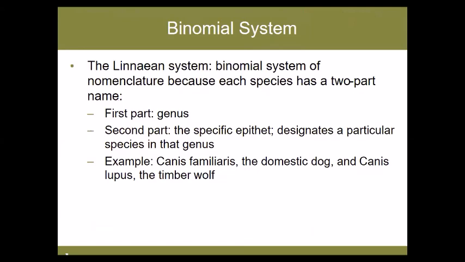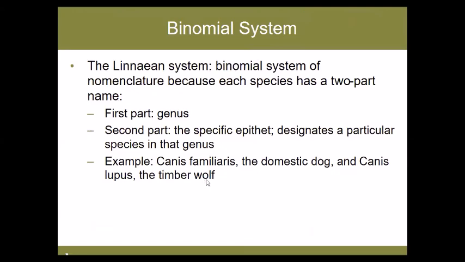Now, Linnaeus set up this system. The first part of the two-part naming system is the genus. The second part would be the species. I'll give you an example here of a dog. The genus for a dog is Canis, and the species is familiaris.